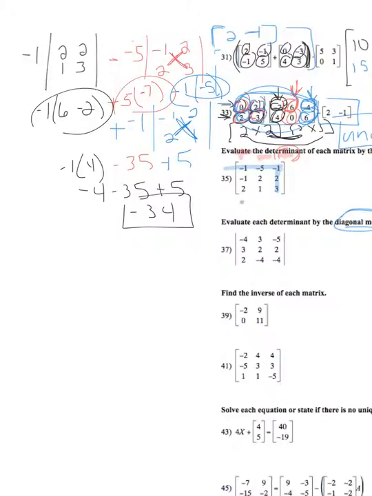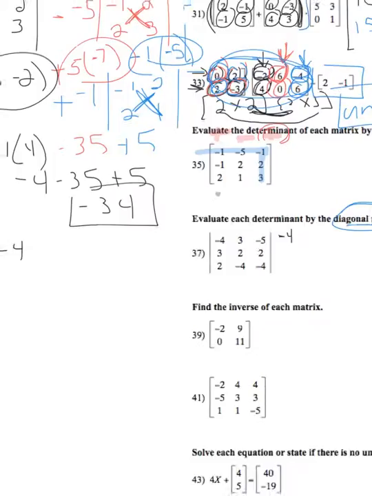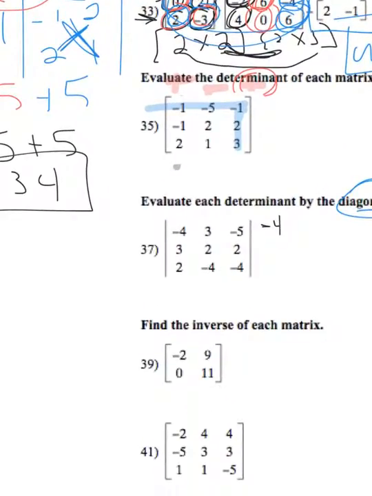Okay, 37 is to do it by the diagonal method. Okay, the diagonal method, we've got -4. Actually, I think I'll just put it over here. I'm going to add a -4. Let's see if we can make that a little bit bigger. 3, a 2, and then a 3, 2, -4. I just took these two columns and extended it.